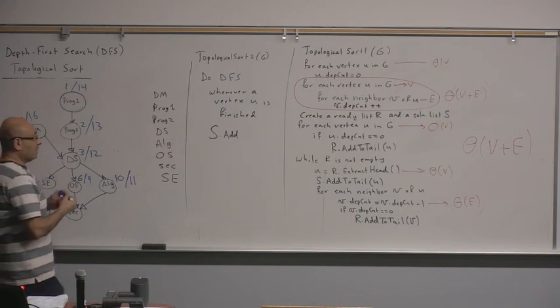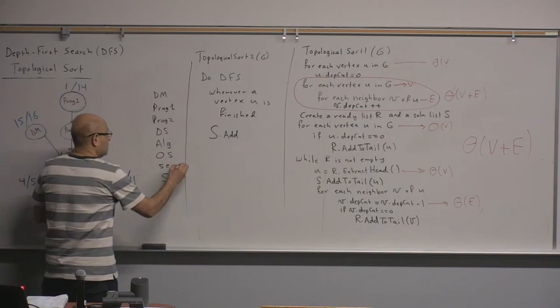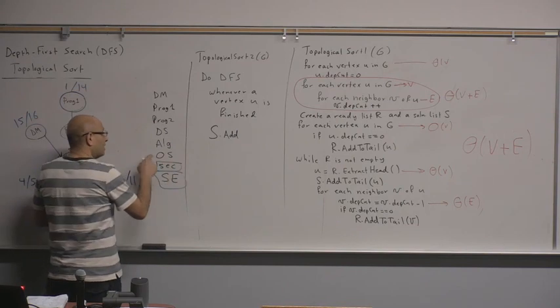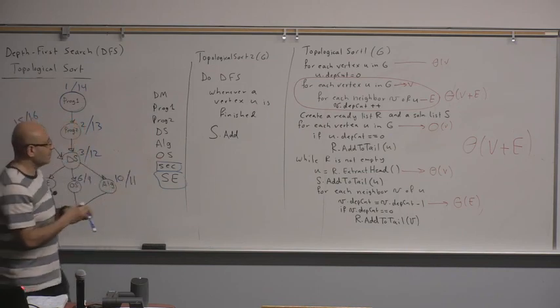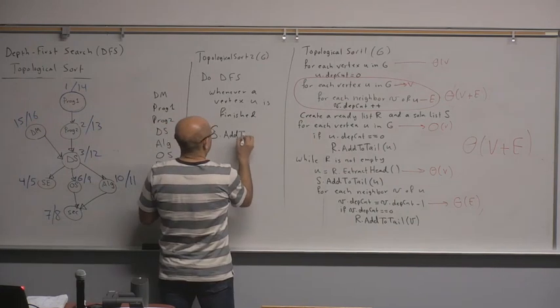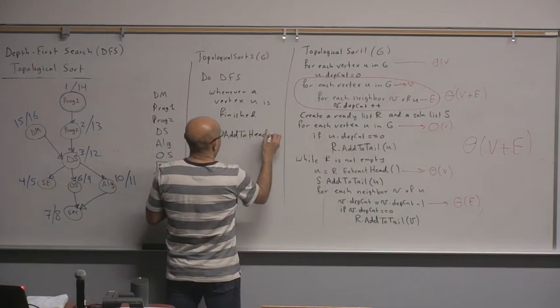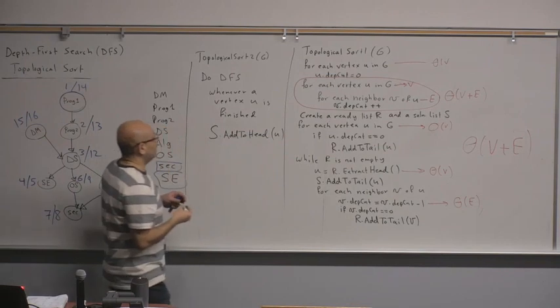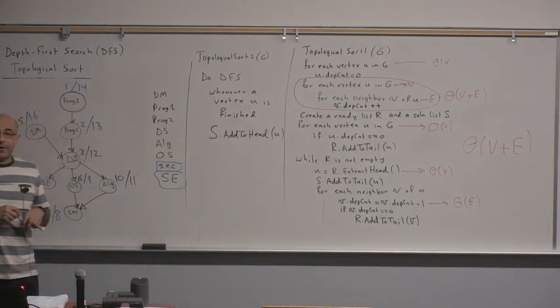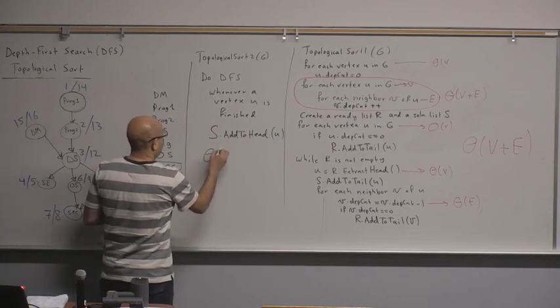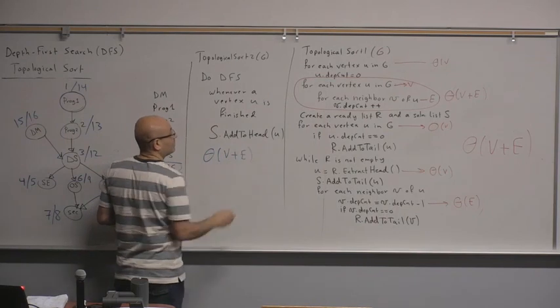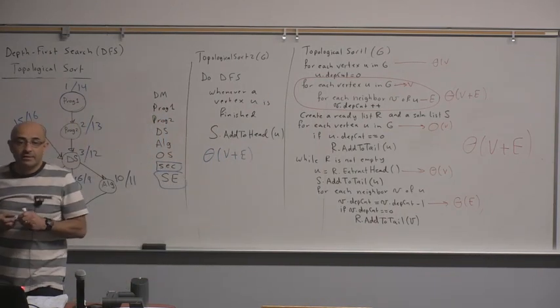OK, so at some point we had this in the list. So when we added OS, did we add it to the top or to the tail, to the head or to the tail? Head. We added it to the head. So add to head of U. And that's it. And since this operation is not going to add anything to the asymptotic complexity of DFS, this is going to be only theta of V plus E. OK?